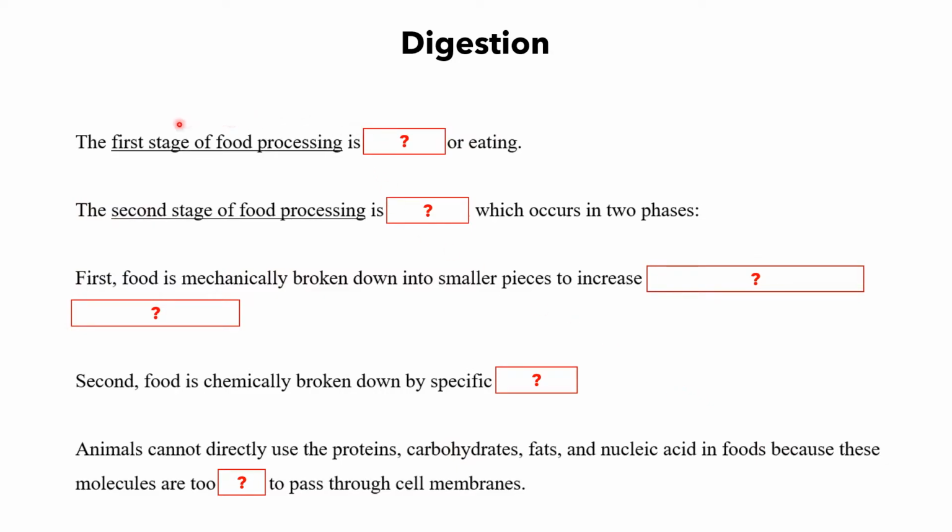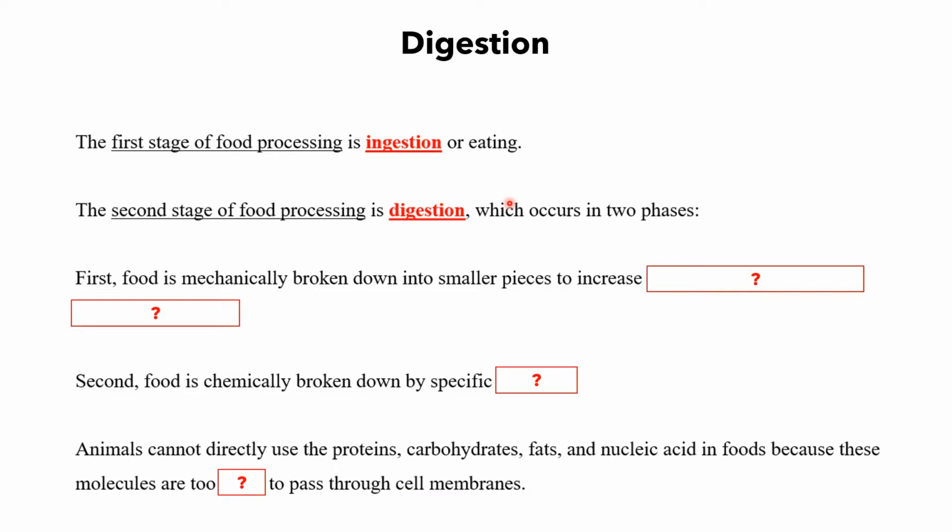All right. So now we're going to shift into talking about what the stages of food processing are. So the first stage is going to be ingestion, or simply put, just eating. The second stage of food processing will be digestion. This is actually going to occur in two phases.